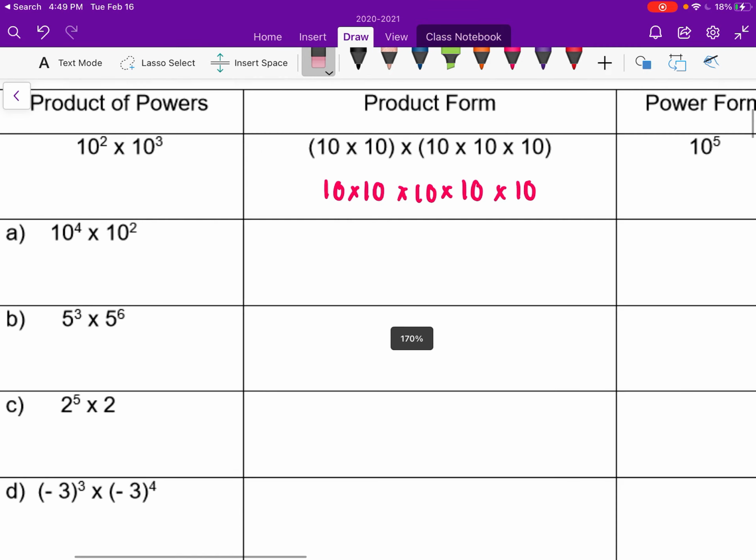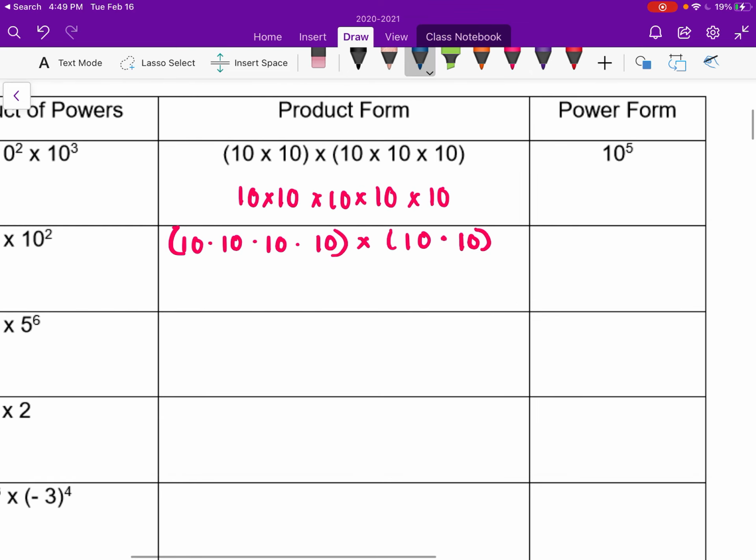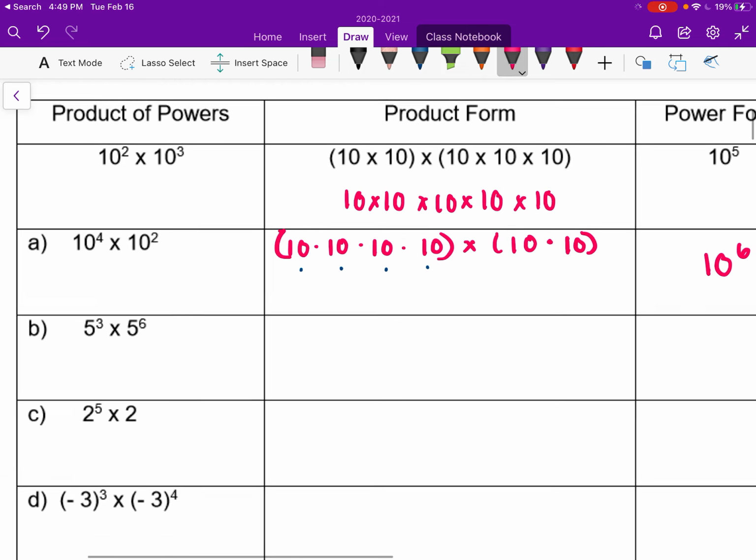So we're going to try doing the same thing for 10 to the power of 4. I'm going to write 10 times 10 times 10 times 10, which is 10 to the power of 4, everything multiplied by 10 to the power of 2, which is another 10 times 10. If I add all those 10s together, I have 1, 2, 3, 4, 5, 6. So I have 10 to the power of 6 here, right?